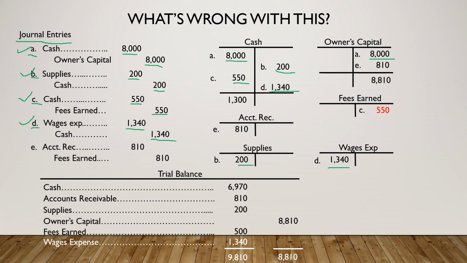And transaction E, AR got an $810 debit. And fees earned got an $810 credit. We look at fees earned and it's not there. But we see an $810 credit right up here in owner's capital. So we need to move that down to owner's capital.